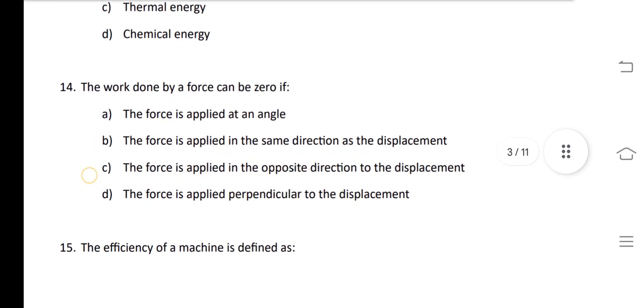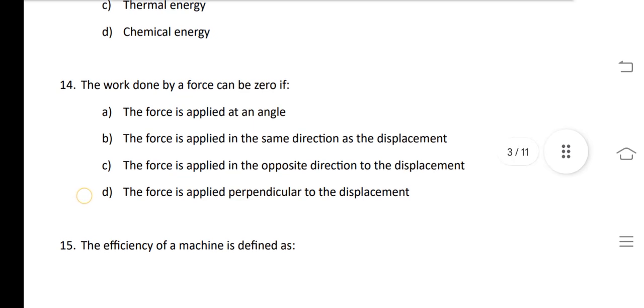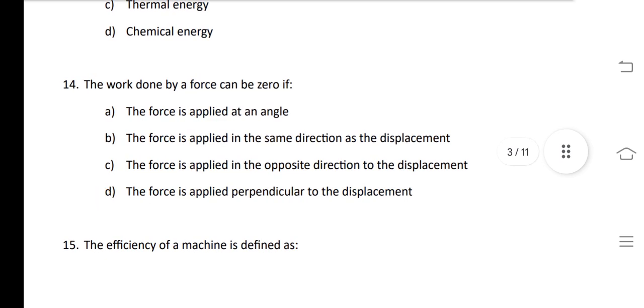Our next question is: the work done by a force can be zero if the displacement of the object is zero, or if the force applied is zero, or if the angle between force and displacement is 90 degrees. So we have to check all the four options given.